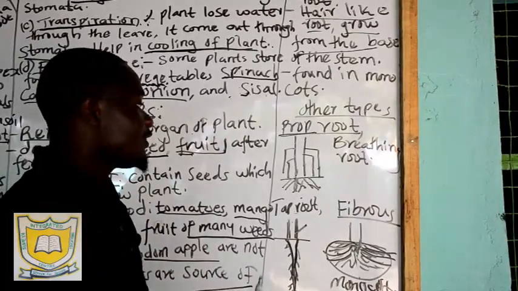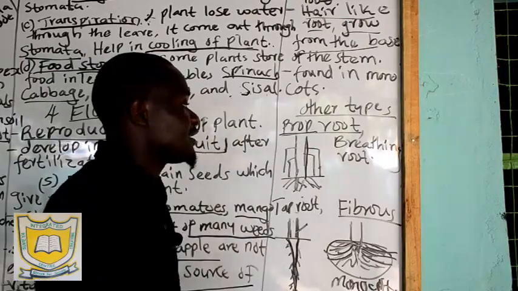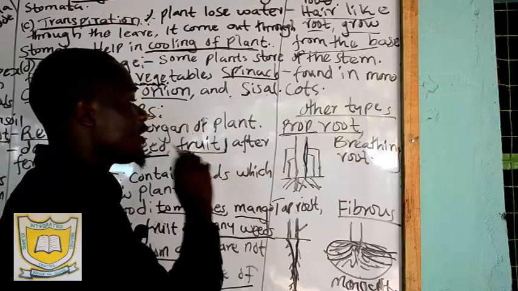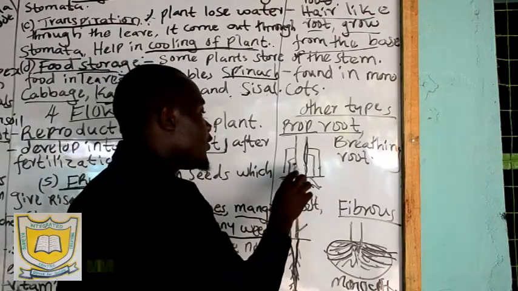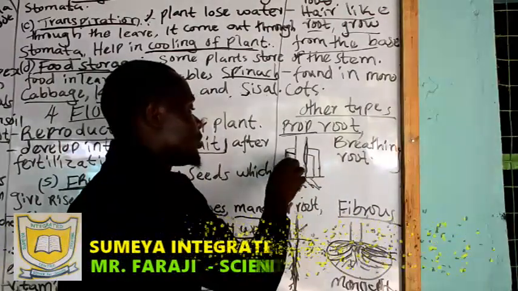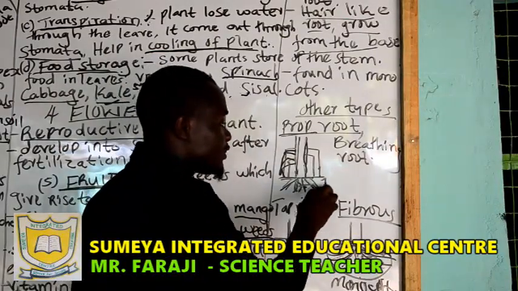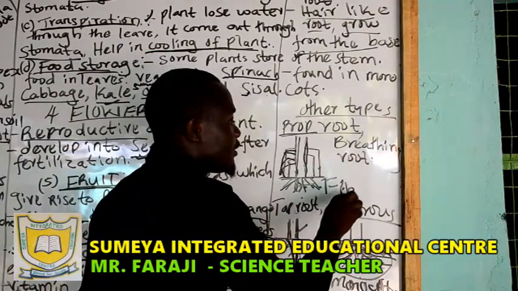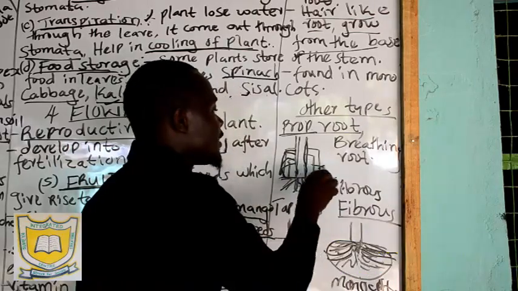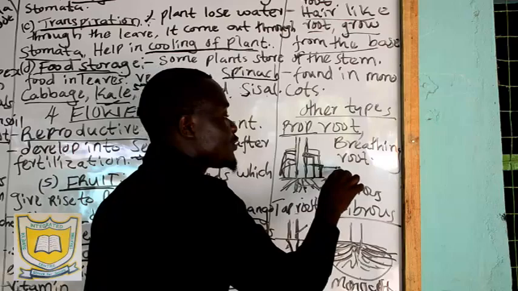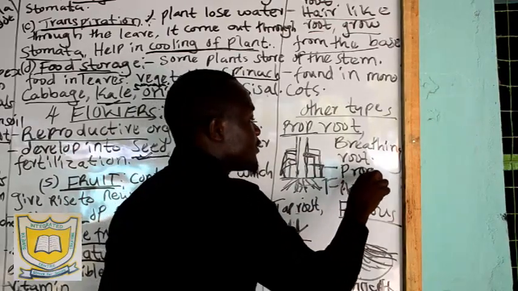Now, where do we get this prop root? You may be asked in an exam, but not commonly. Now, this prop root, they grow on the stem of the crop. For example, this is the stem, this is the fibrous root, this is the fibrous root, but this one here that grows on the base of the plant, that is what we call the prop root.